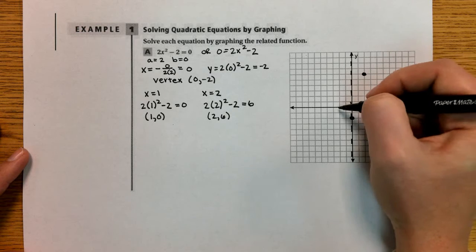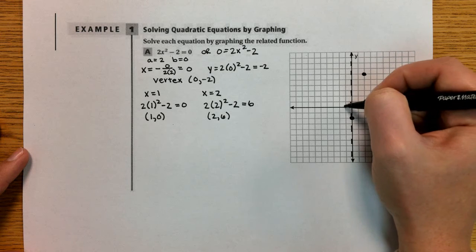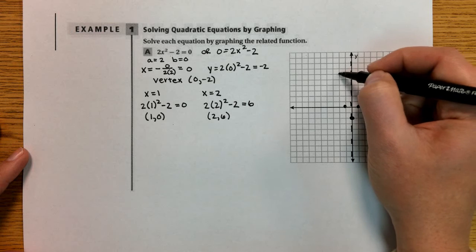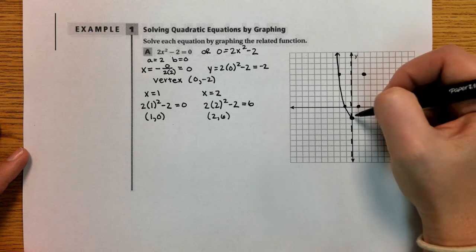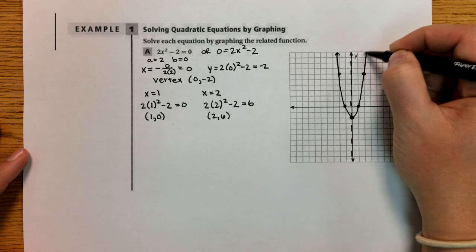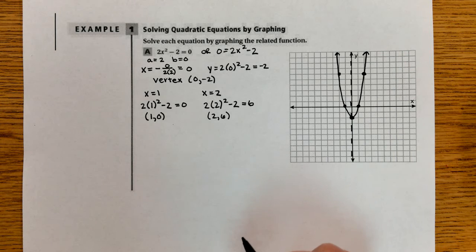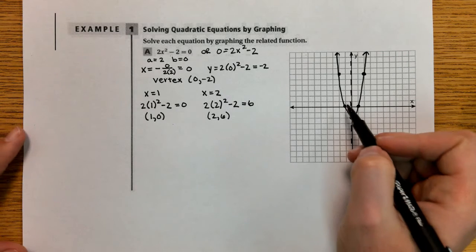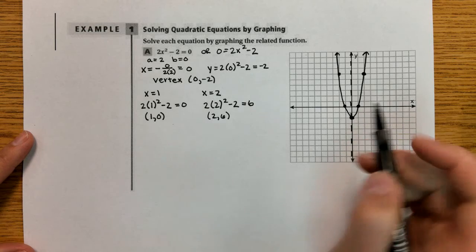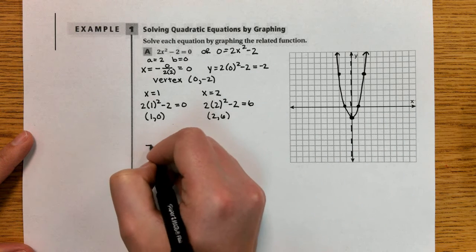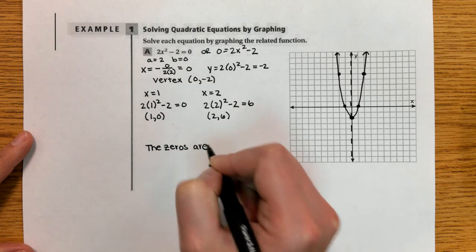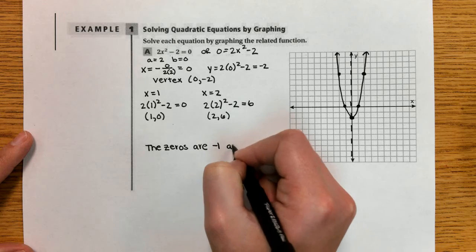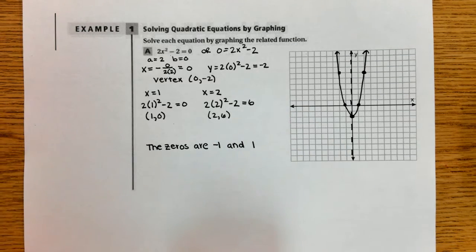Then we could reflect these points over. So this one is 1 over, so I'm going to go 1 to the left. This is 2 over, so 2 to the left. And then I can connect my dots to form my parabola. So this is what my graph would look like. And then here, we just have to state what the solutions are. It crosses right here at negative 1 and 1. So the zeros are negative 1 and 1. Okay, so that would be how we would solve it.